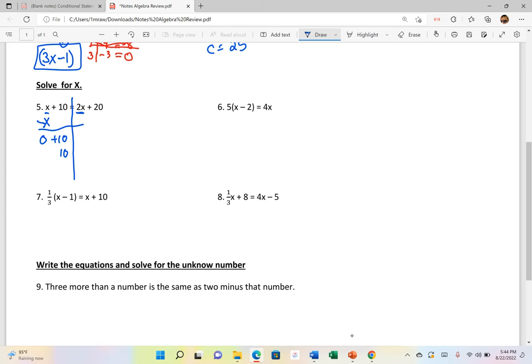Now, what I do to one side of the equation, I also have to do the other side. 2x minus x gives me x, and then I can bring down this plus 20. Okay, so really what I have here is 10 equals x plus 20. Subtract 20 to both sides, and we're going to get x equals negative 10. Okay, and there's my solution.